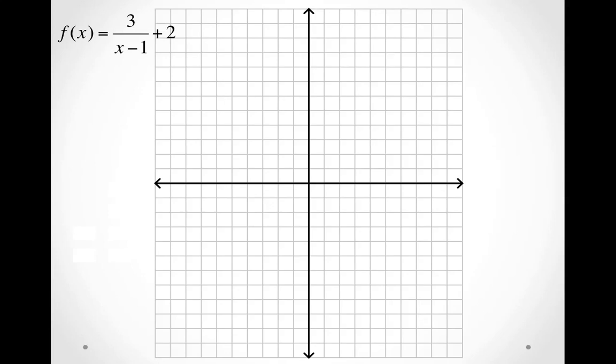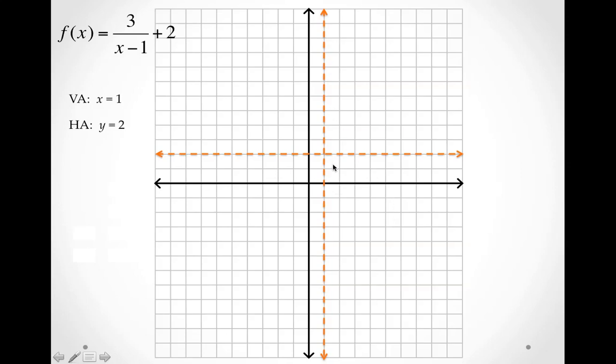First, we're going to start by looking for our vertical asymptote. In this case, our h value is 1, and so our vertical asymptote is going to be at x equals 1. When we draw that, it's going to put our asymptote right there. Next, we look for our horizontal asymptote, which is going to be based on our k value. So since k is 2, the horizontal asymptote is y equals 2, and that's going to be graphed right there.